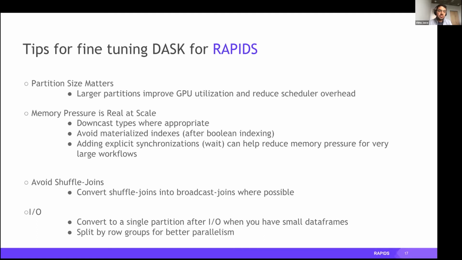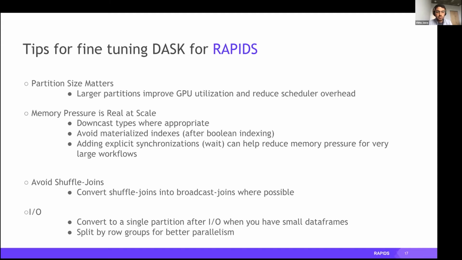The memory pressure when you are scaling your workflow across GPUs is very real. This is because GPUs are often more limited in memory than CPU memory. So you should really think about your data types. You should downcast your data types when appropriate. You should avoid materializing indexes because they often eat into memory. Also, sometimes if you can add explicit synchronizations, they can reduce memory pressure, because once you have added that synchronization, you can get rid of some of the data that's no longer needed.